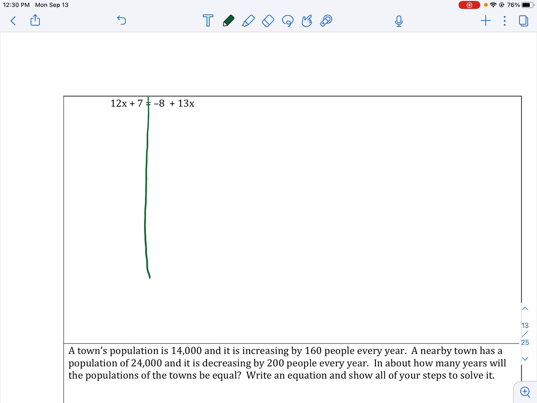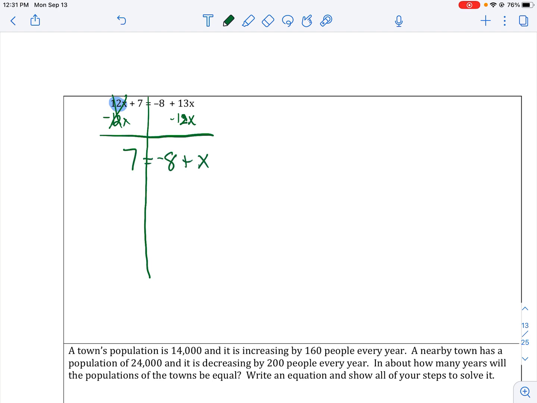Next, again, our goal, get rid of all of our x's, all of our variables from one side, get rid of all our constants so that we just have our variables on one side. So I see that 12x is my smallest number with a variable. So I'm going to get rid of it on the left. What you do to the one side of our equation, we do to the other.